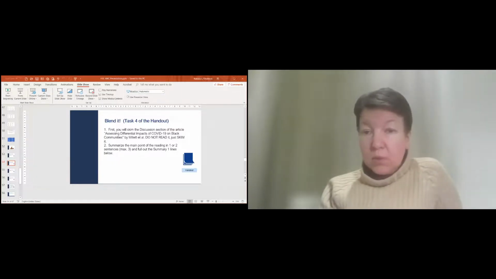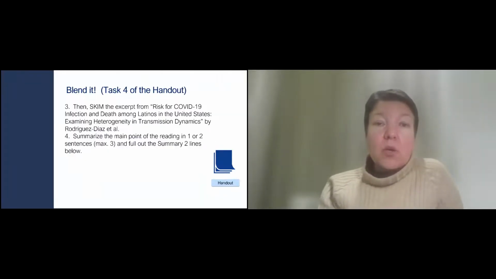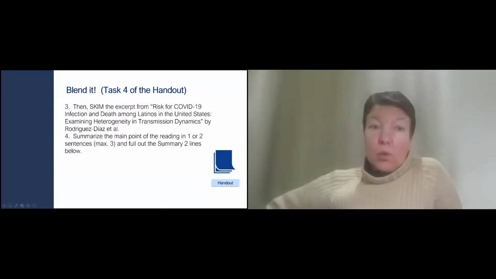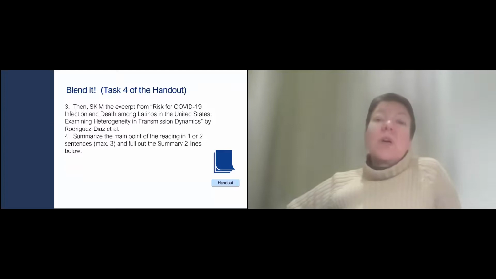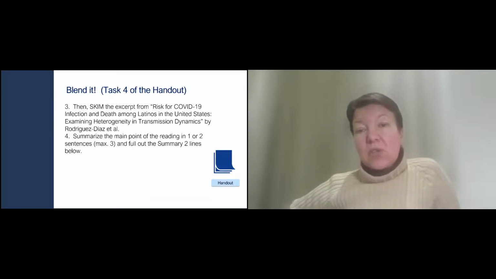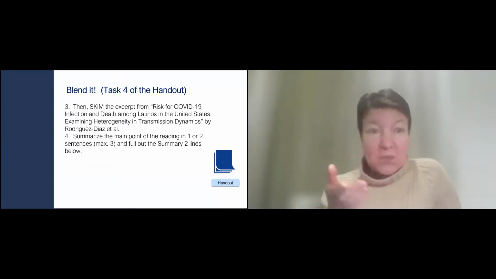And we are going to, I think I'm not in slideshow yet. Okay, so now we're going to do the same thing for another discussion section of a whole article. The article is Risk for COVID-19 Infection and Death Among Latinos in the United States, Examining Heterogeneity in Transmission Dynamics. Even though I did not copy and paste the whole article, I believe it's available to you if you're curious. But for now, there was only a discussion, which still is pretty big.